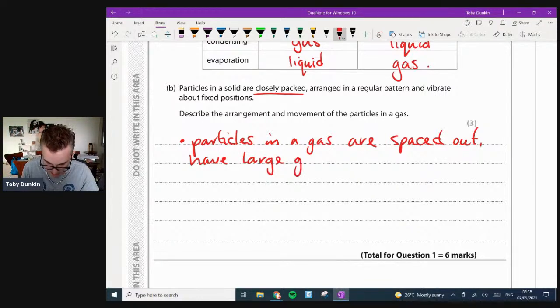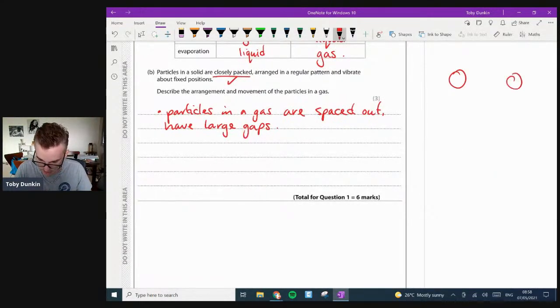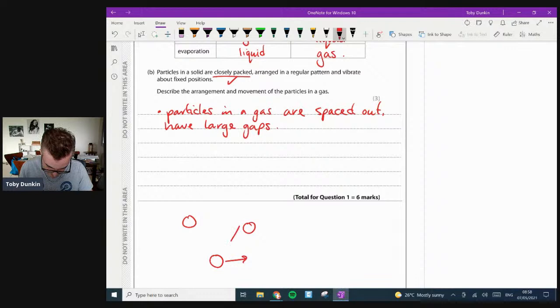So what I've done, guys, is I've ticked off the first point that they've done. They've talked about the arrangement. So if they're closely packed in a solid, then in a gas, they're spread out, they're spaced out, and there's lots of gas between them. We could even probably gain most of the marks for this by drawing the diagram. I always think it's worthwhile doing that. I'll actually do that on the paper. So this is what a gas looks like.